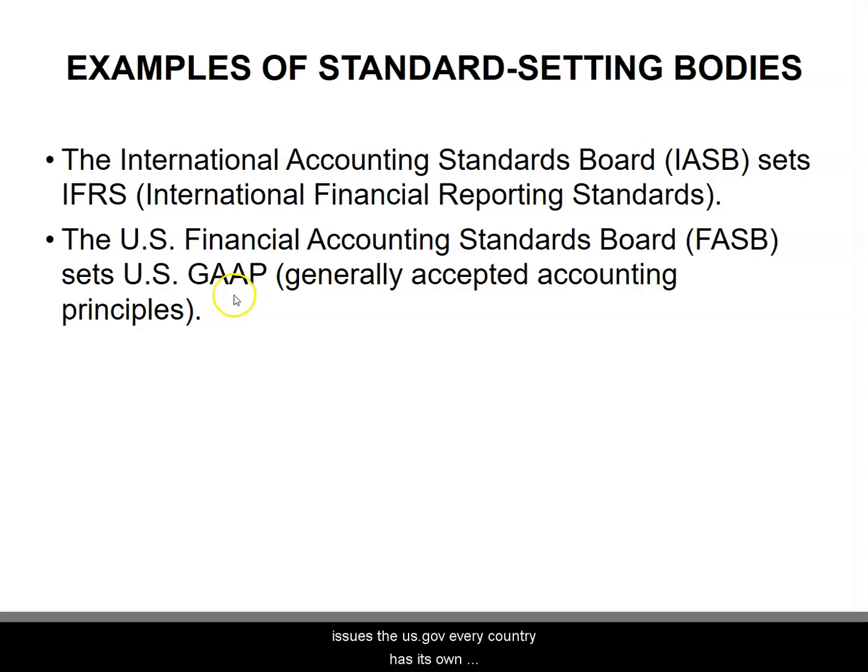The reporting standards in the US are called US GAAP, Generally Accepted Accounting Principles. The Financial Accounting Standards Board in the United States issues the US GAAP. Every country has its own regulatory authority. Like in the United Kingdom, we have the Financial Conduct Authority. In the United States, the regulatory authority is the Securities and Exchange Commission of the United States.